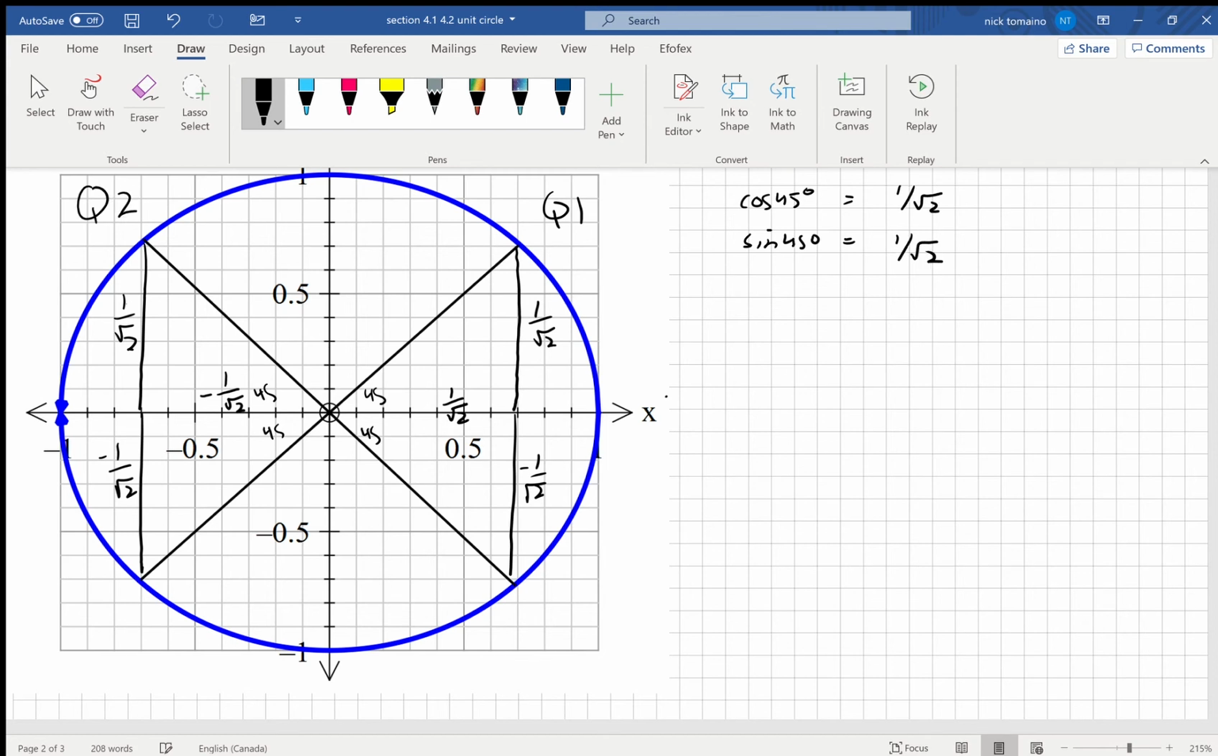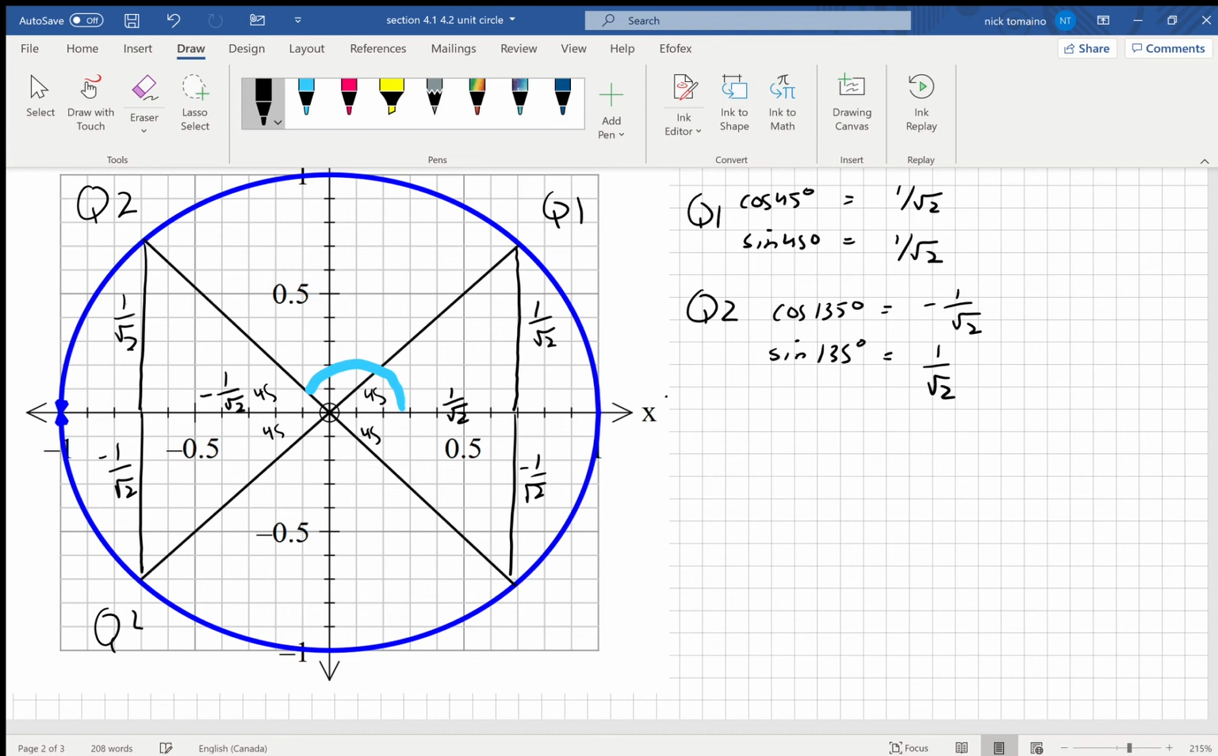In quadrant 2, so this is your quadrant 1. In quadrant 2, we're going to have from here to here, which is 135 degrees. So we have cos 135, and we have sine of 135. Okay, and the cos of 135 is going to be the adjacent, which is negative 1/√2. And the sine of 135 is going to be the opposite, which is 1/√2.